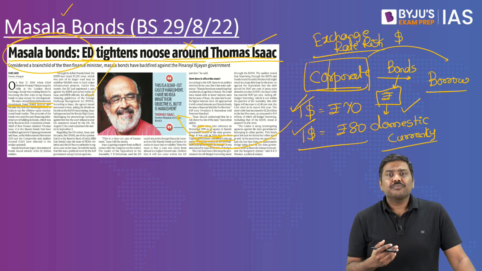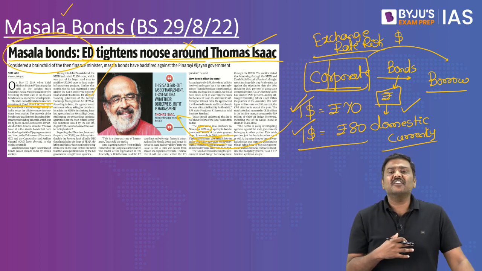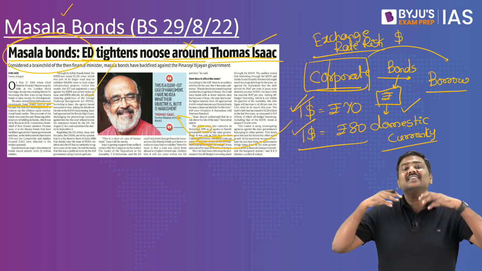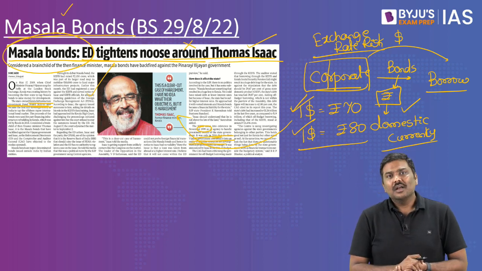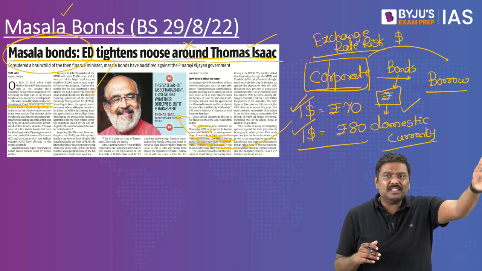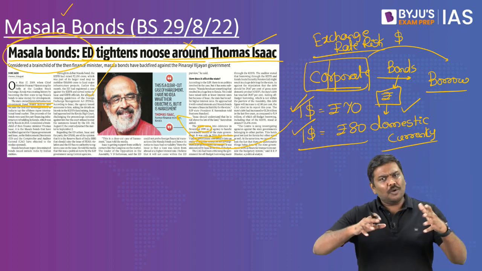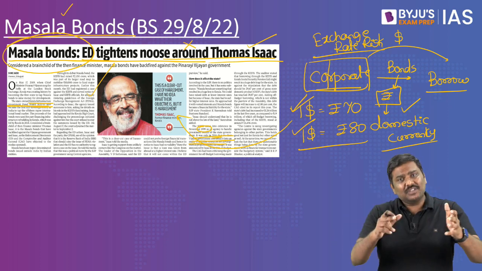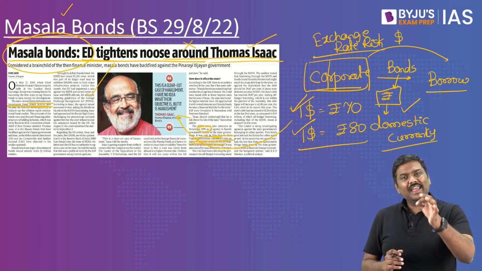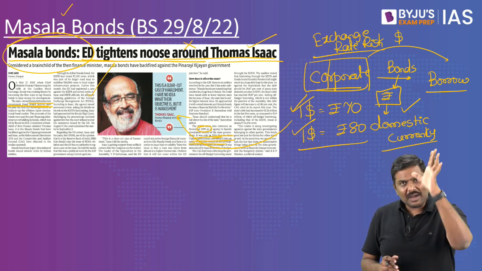Thomas Isaac, who was basically heading this KIFB. What was the role? What was the earning? What are his assets, etc. On the other hand, the state government of Kerala is alleging that it is a witch hunt by the central government. ED, which is coming under the control of central government, doesn't have any control over the FEMA regulations.